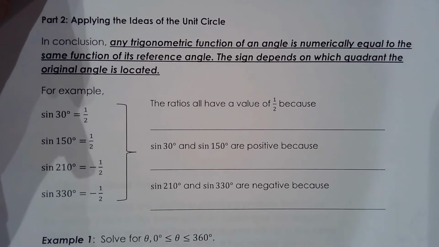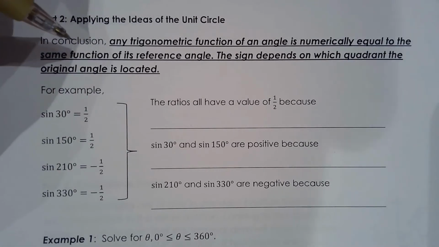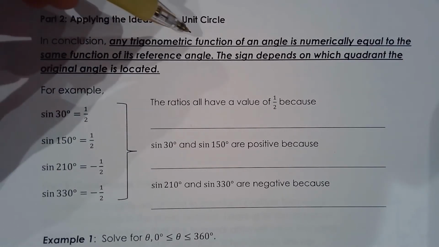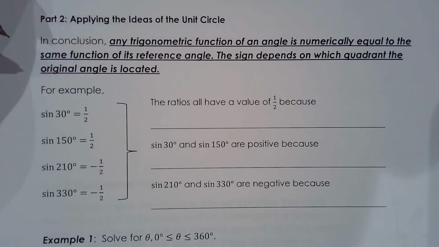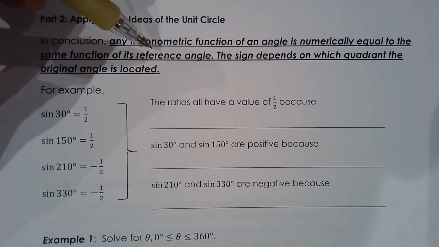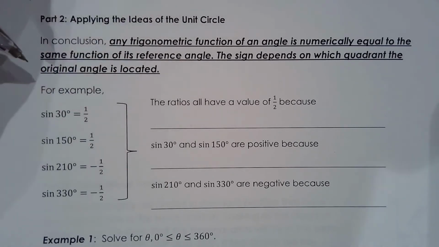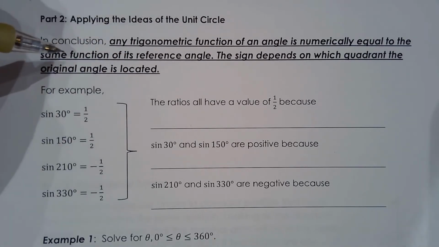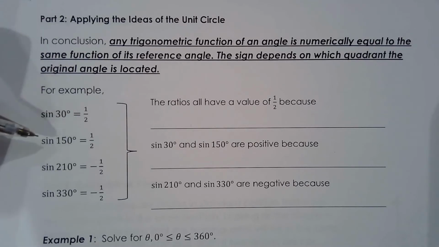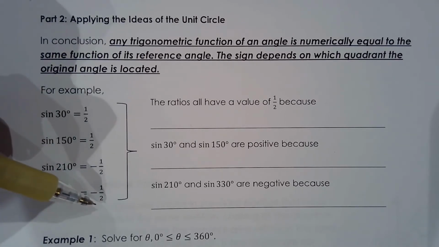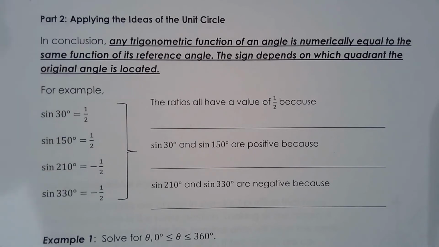So this is really important. In conclusion, any trigonometric function of an angle is numerically equal to the same function of its reference angle. The sign depends on which quadrant the original angle is located in. So if that was too wordy for you, sine 30 degrees, sine 150 degrees, sine 210 degrees, sine 330 degrees, they're all equal, numerically, the magnitude of the ratio. Ignoring the sign, they're all equal to 1/2.